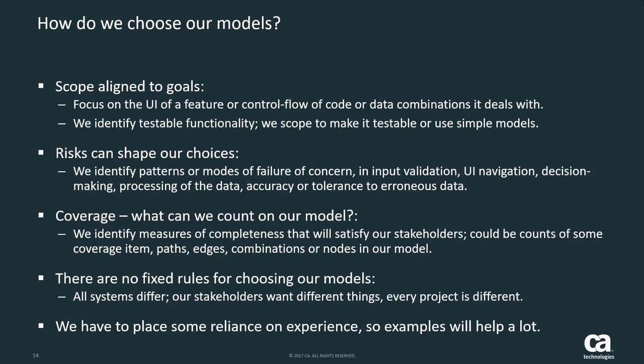So if we can count paths or edges or combinations of nodes in our model, we can measure coverage in a more systematic way. Now overall, there are no fixed rules for choosing our models. All systems differ, every stakeholder group is different, they want different things, and every project, of course, is unique. There are no hard and fast rules for choosing our models. It's clear that the dimensions that I've tried to talk about in terms of scope and inclusivity of coverage, these are the things that determine how we choose our model.